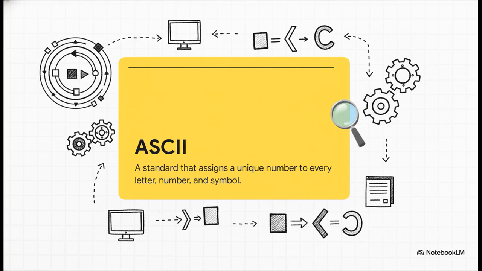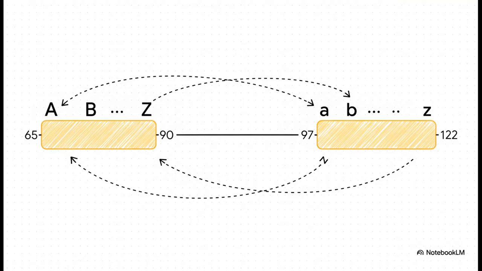It's the standard that everyone agreed on way back when, so that every computer everywhere knows that the number 65 means a capital A, and the number 33 means an exclamation point. It's how they all speak the same language. Okay, and here is where the magic happens. Check out these numbers. See that?